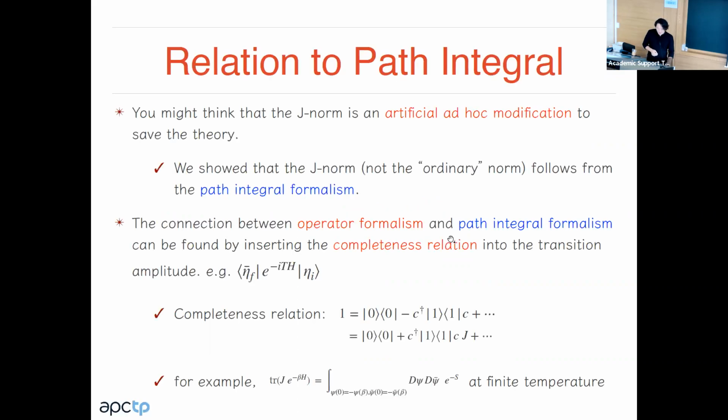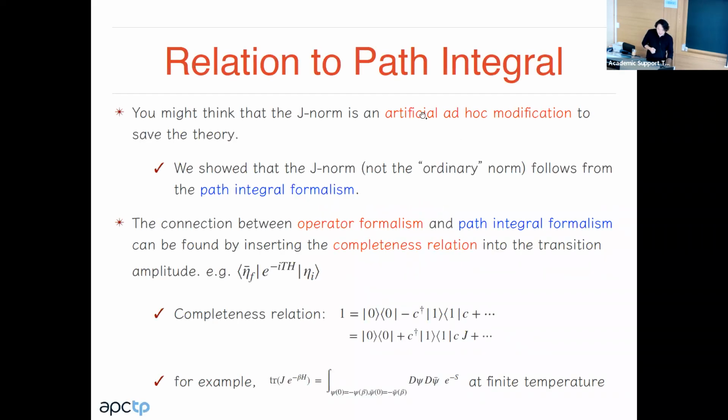I also doubted, because you say this is ad hoc, which means that in order to resolve this negative norm problem, you may be artificially introducing a modification of the theory to save it. So you might doubt it. I also agree. But in that paper, we show that this J norm, not the ordinary norm, follows from the path integral formalization.